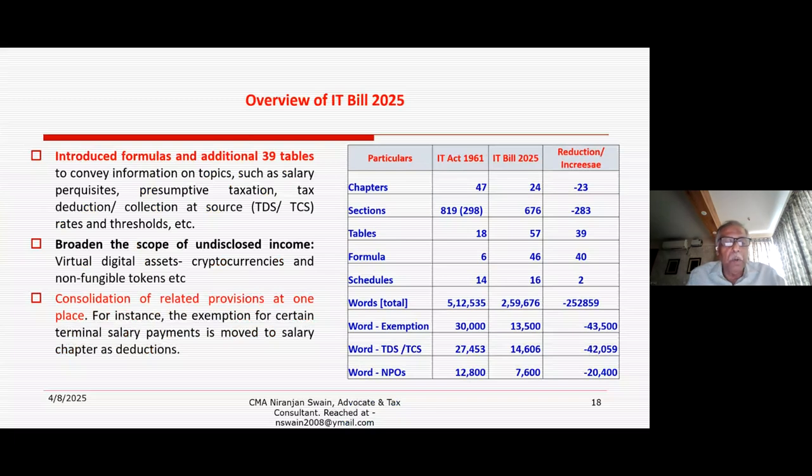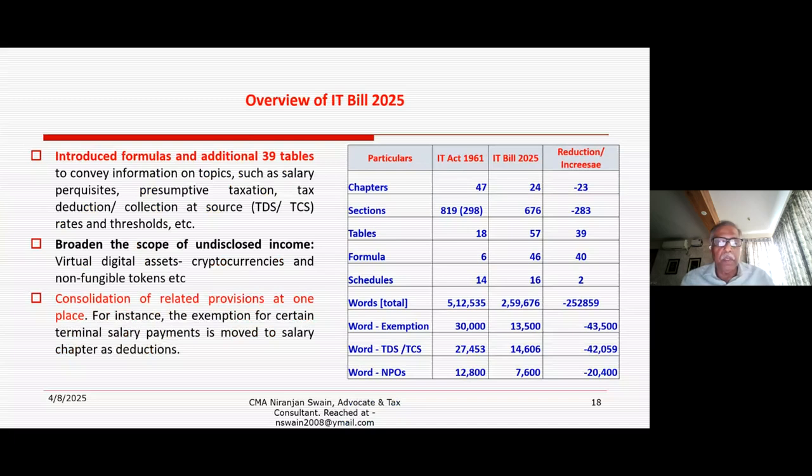And undisclosed income: virtual digital assets, cryptocurrency, and non-fungible tokens, etc., have been brought into the scope of undisclosed income. If anybody has a transaction and does not disclose it, then it becomes undisclosed. Undisclosed means you have to pay at a higher rate of around 78.5%.